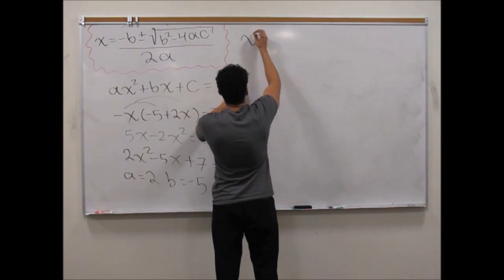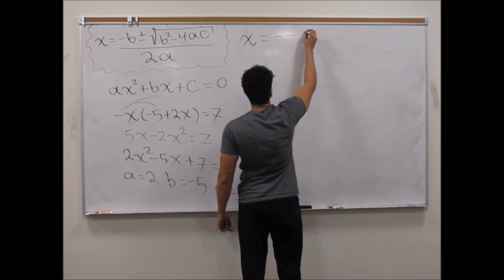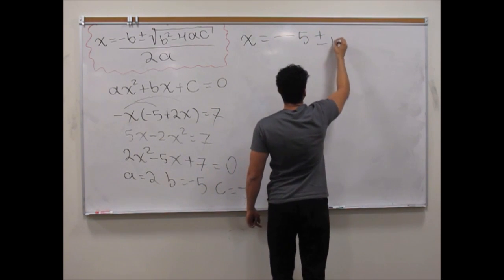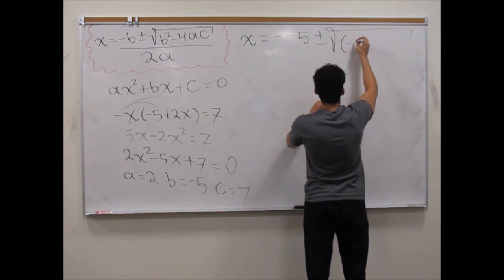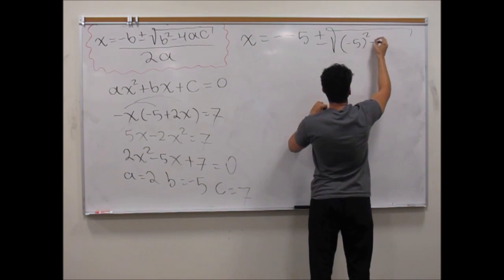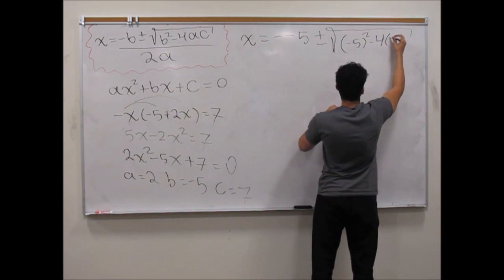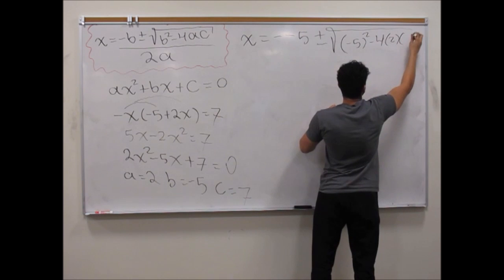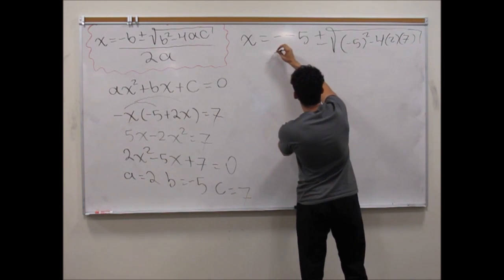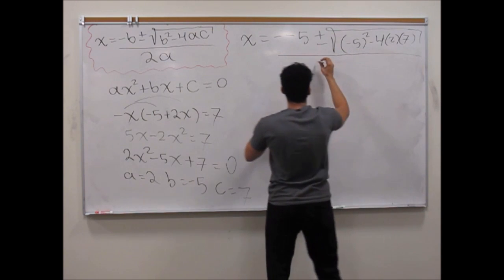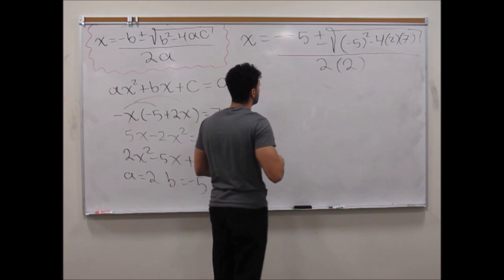Let's pop it into the quadratic formula. So we get x is equal to negative, my b was negative 5, plus or minus the square root of, my b was negative 5, I'm going to square that, minus 4, my a was 2, and my c was 7, and this is all over 2 times my a, which was 2.